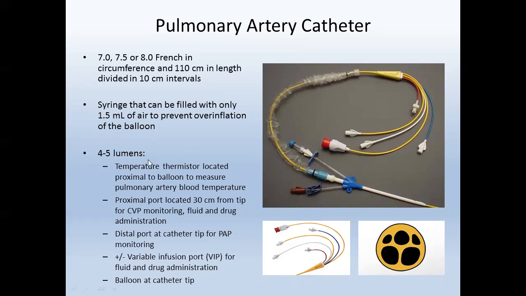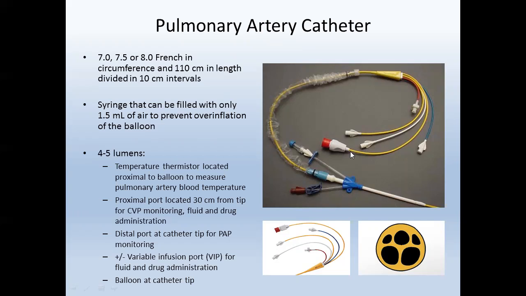Now, it has 4 or 5 lumens based on which company makes it. One is this blue port, the proximal one, that sits in the right atrium. The yellow one is the distal one, which goes at the tip, which will be wherever you are. If you're just floating in the right atrium, it will be right atrium, right ventricle. If it's in deep, it will be pulmonary artery.